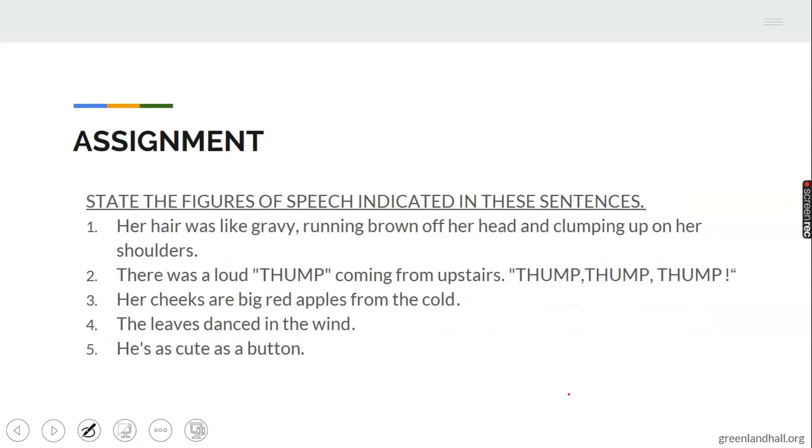For your assignments, all these expressions, I want their answers. That's the first thing I will ask you next class. Our hair was like gravy running brown off her head and clumping up on her shoulders. So these expressions, I want their figures of speech against next class. So you try and work on that against next class.